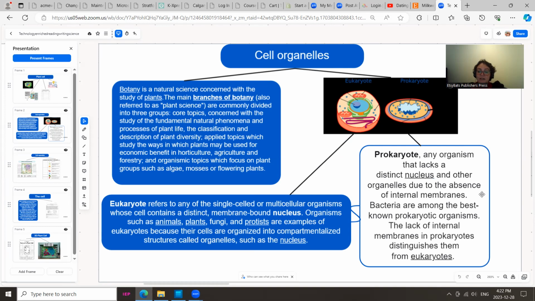Prokaryote, any organism that lacks a distinct nucleus and other organelles due to the absence of internal membranes. Bacteria are among the best known prokaryotic organisms. The lack of internal membranes in prokaryotes distinguishes them from eukaryotes. We'll discuss more about the prokaryotes and the eukaryotes in the next session.